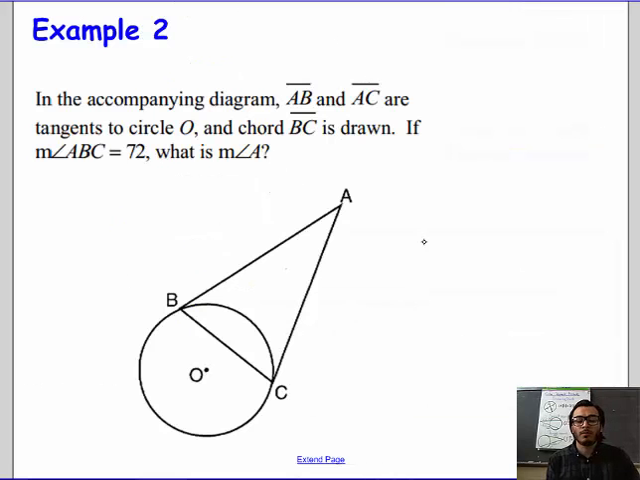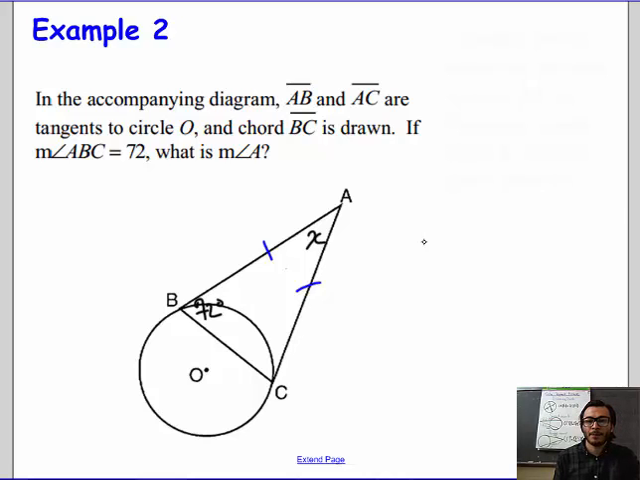All right, let's do two problems where we have to use this theorem. In the accompanying diagram, AB and AC are tangents to circle O. So we got two tangents drawn from the same point, so we know that automatically they have to be equal to each other. If the measure of angle ABC equals 72, so let's label this 72 degrees, what is the measure of angle A? So we're going to label that X.